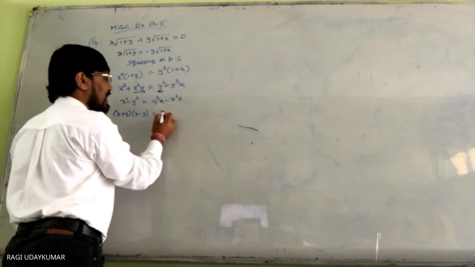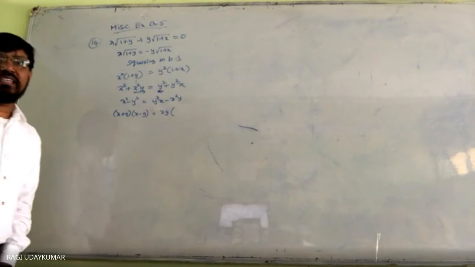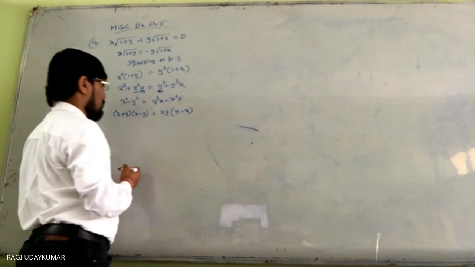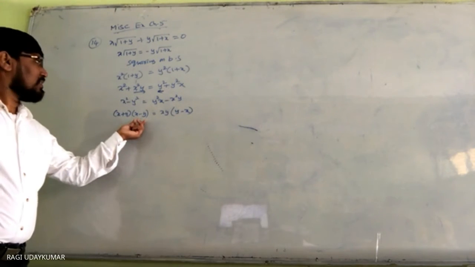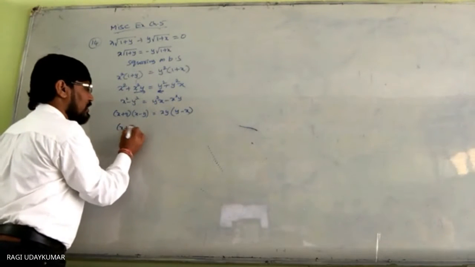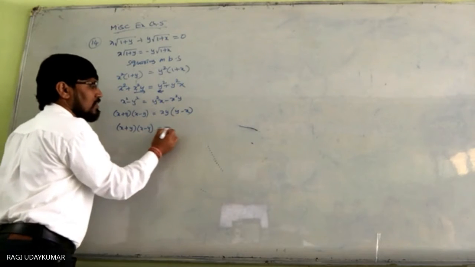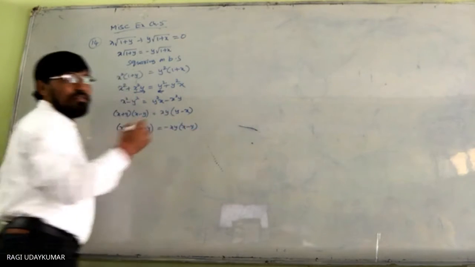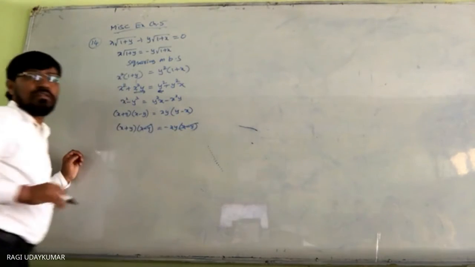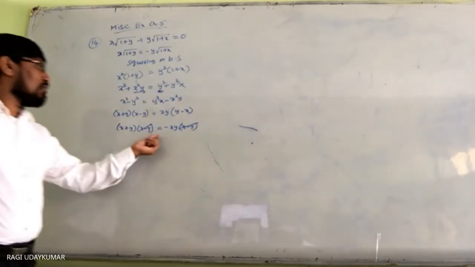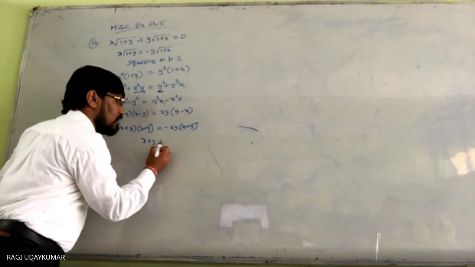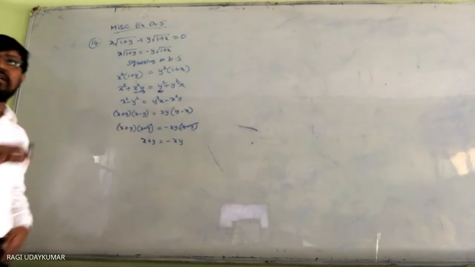From the right side, you can take xy common: xy into (y minus x). Here you have x minus y, and there y minus x, so taking minus common, (x plus y) into (x minus y) is equal to minus xy into (x minus y). Now cancel this term with this. Then you are going to get x plus y is equal to minus xy. All the y terms together and x terms together.